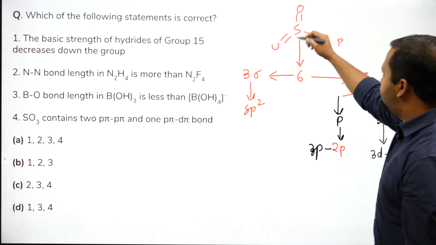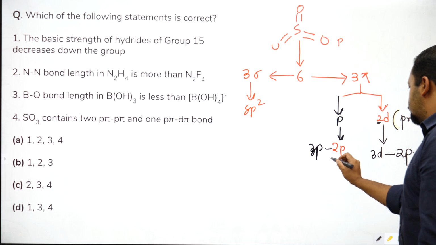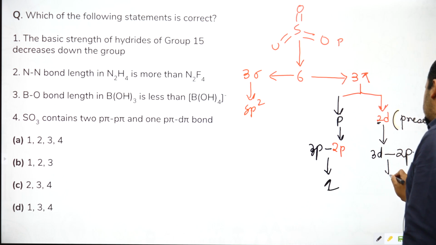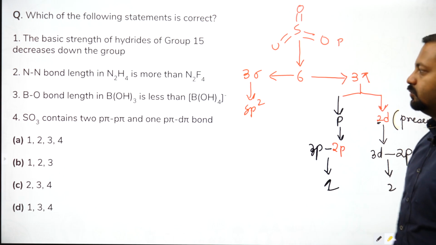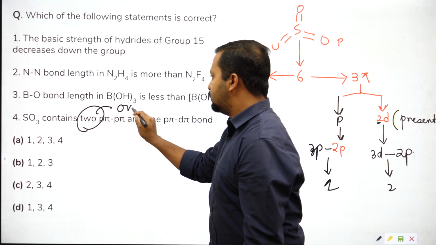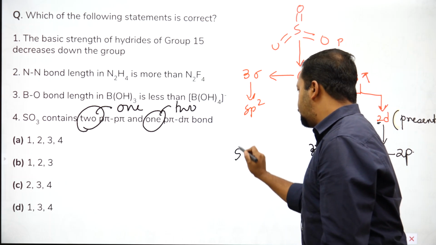How many unhybridized p orbitals are present? 1. Other d orbitals would be used. So how many p pi? Total number of p pi d pi will be 2. This should be 1. This should be 2. Let's take another example.